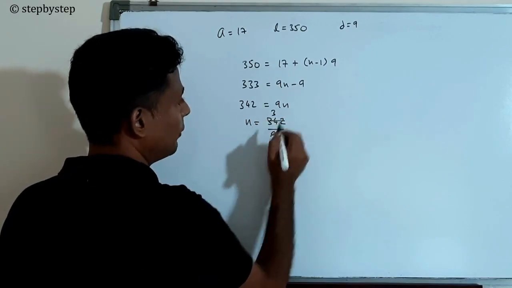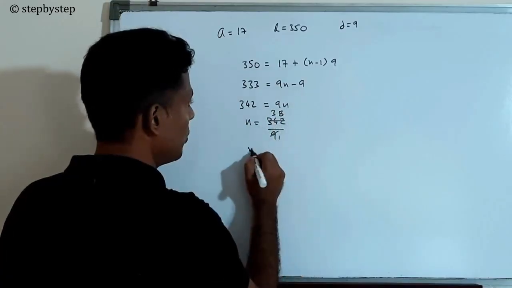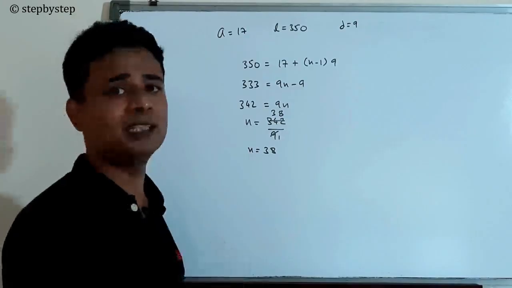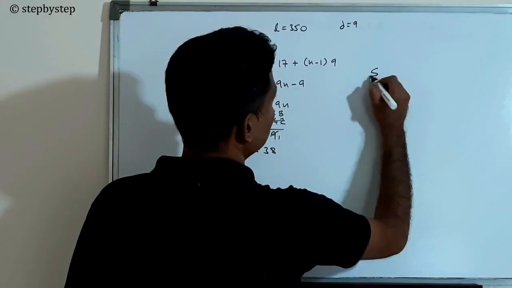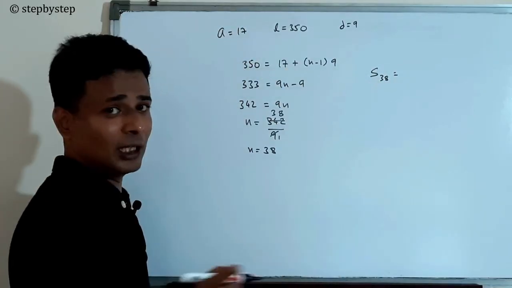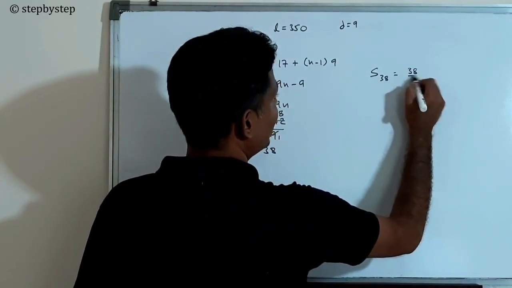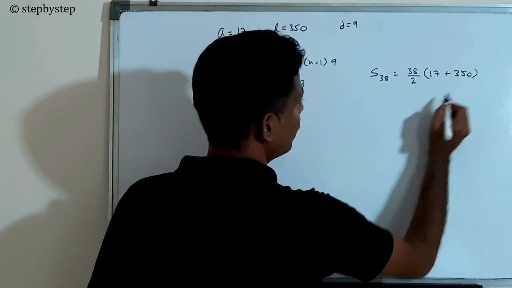9 threes are 27, 9 eights are 72. So n equal to 38 for the last term, which means there are 38 terms in the AP. And what is their sum? So S of 38, because there are 38 terms. I know the first and last term, so I'll use n by 2 into (A plus L). So n is 38 by 2 into (A is 17 plus L is 350).